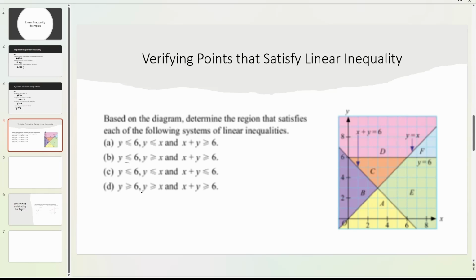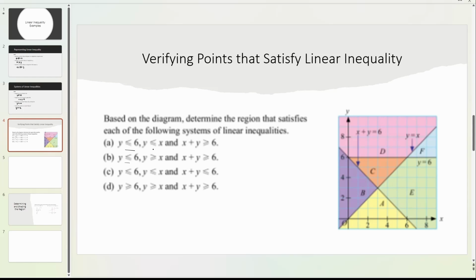Alright, so let's first take a look at question A. Here we see y is less than or equals to 6. When it's less than or equals to, this means that this is a solid line. If it is a dashed line, it means it is only less than. So, let's see. Y is less than or equals to 6. We look at this 6 on the y-axis. It is over here. So when it says it is less than, it is underneath this region.